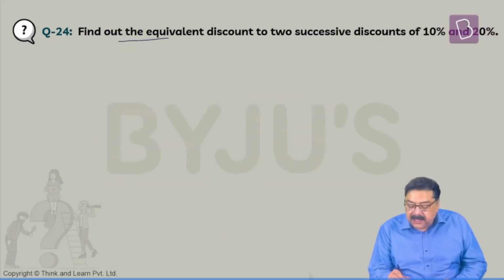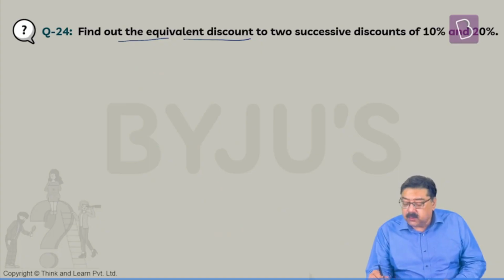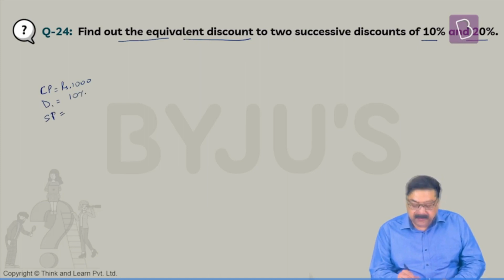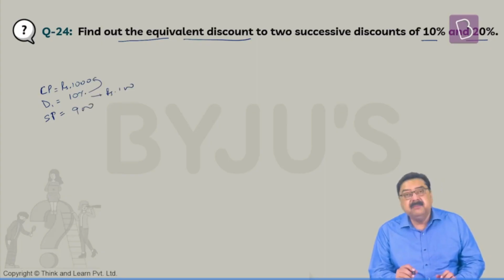Now find out the equivalent discount to two successive discounts of 10% and 20%. Now let me give you an example. Let us say a shirt costs rupees 1000. Now first discount is given here as 10%. So now the selling price will become 10% of 1000, which is rupees 100. So selling price becomes 900.